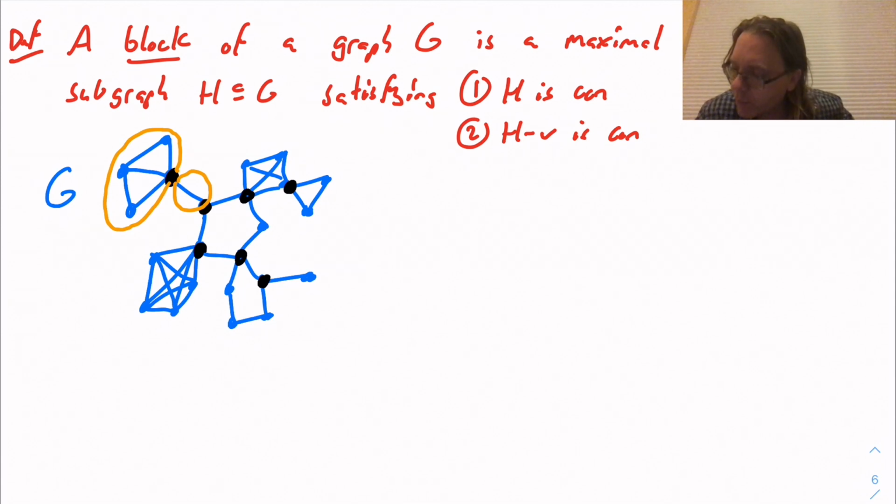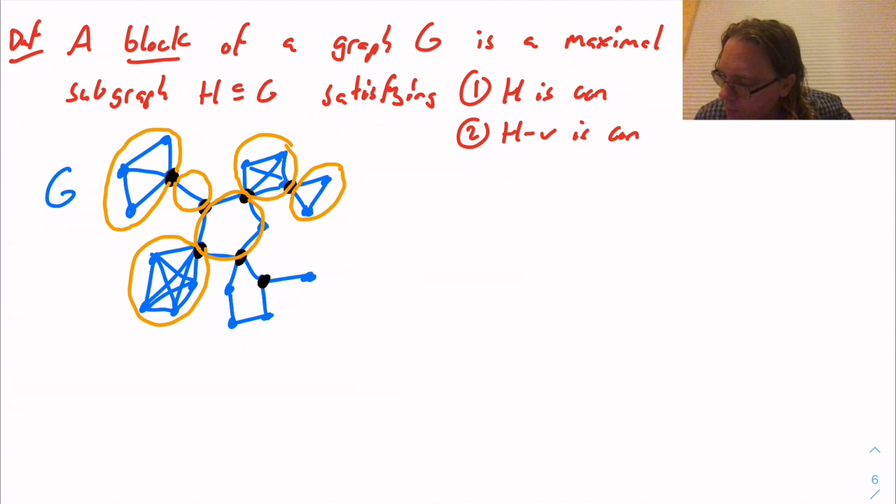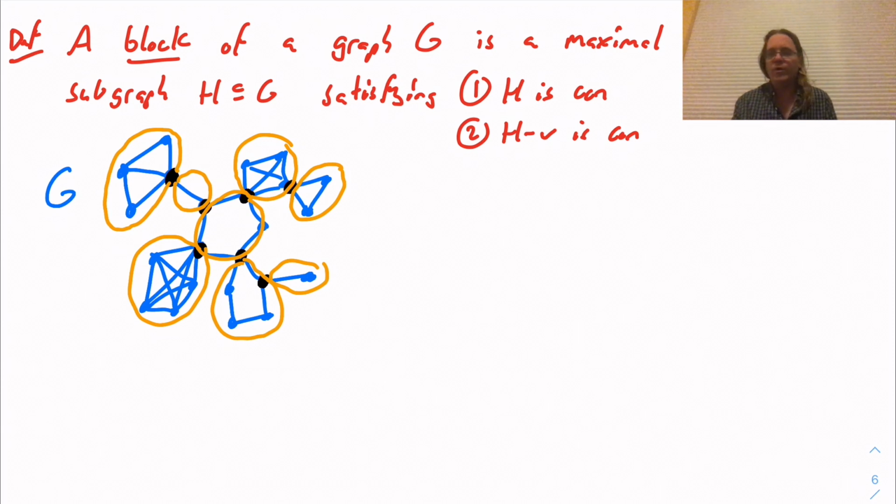Let me circle the other blocks. So this is going to be a block of our graph. Okay. This is going to be a block. This is going to be a block. Here is a block. Here is a block. And here is a block. So those are the blocks of this graph.